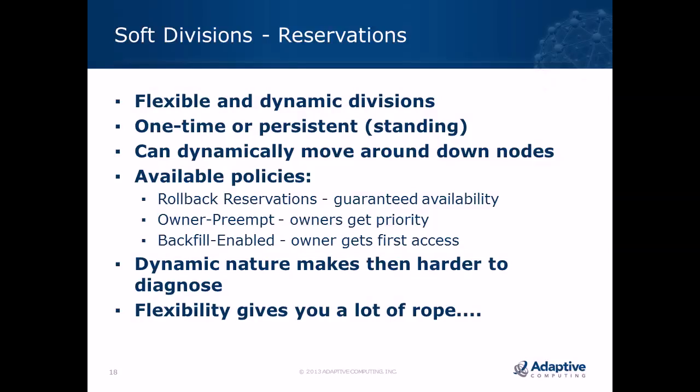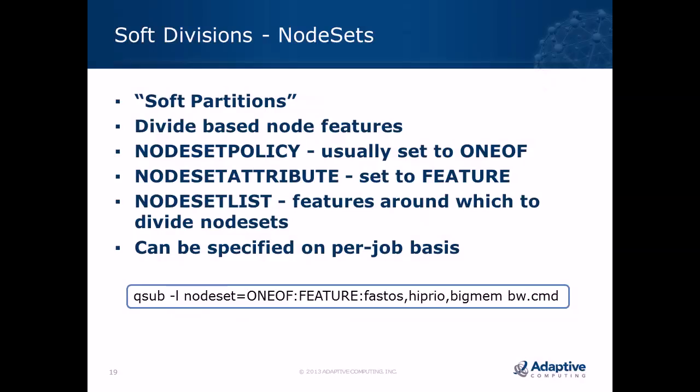Another thing to think about with reservations is that because they are very dynamic and they move around, they require actually more processing by Moab than the other types of divisions. Partitions and classes, though, are very cheap as far as scheduling goes. Reservations are definitely on the more expensive side. So keep that in mind if you're running tens of thousands of jobs through the system, or have lots of nodes, if you're scaling in either one of those directions.